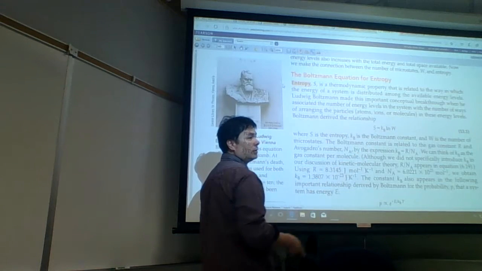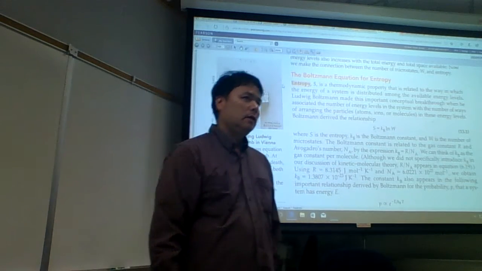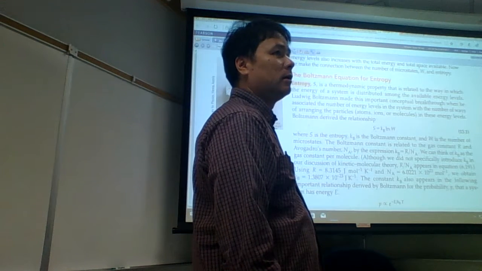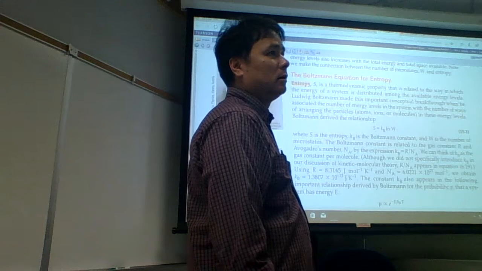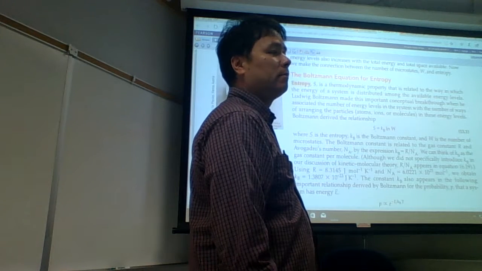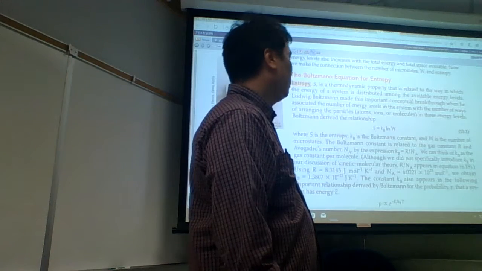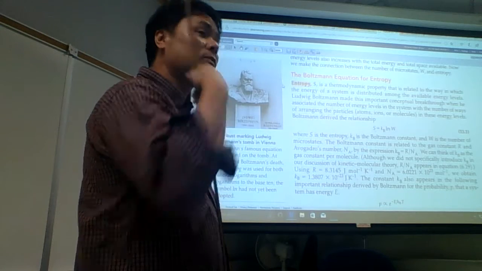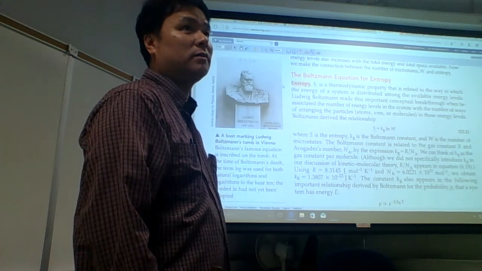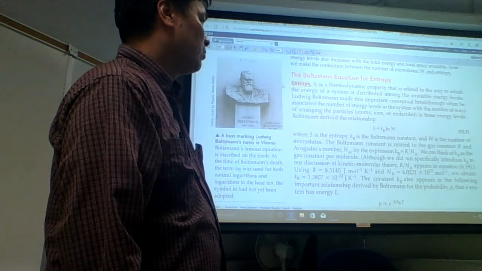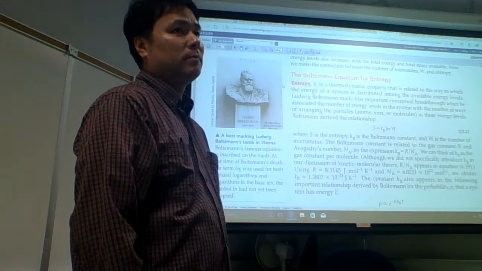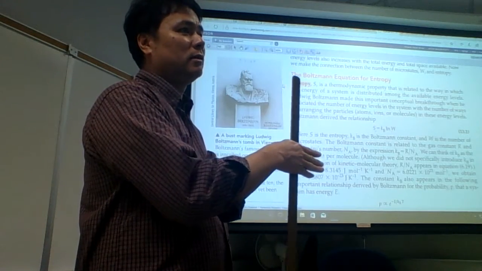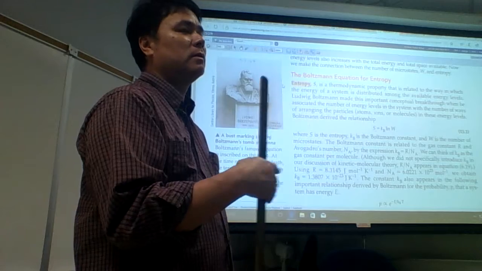W is a bit more complicated. W is the number of ways that you can arrange something. And the more ways you can arrange something, then the higher the entropy. The reason is that things can get quite disorganized if there are a lot of ways of arranging stuff, versus if there are a limited number of ways of arranging things, then things are quite organized. For example, this book belongs on this part of the shelf, not that part of the shelf.